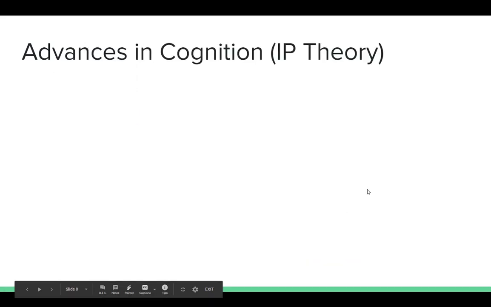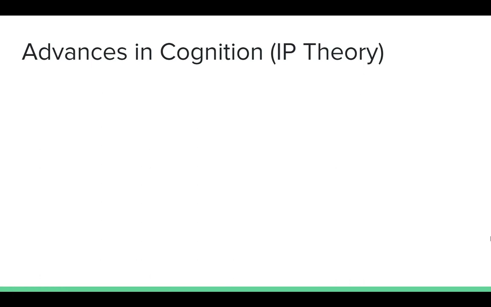This is part 2 of our middle childhood cognitive development lecture. So now we're starting to see advances in cognition. This comes into the IP theory. Remember, IP theory was the one that talks about our thoughts as though we're a computer. So in middle childhood, we really see an advancement in what's called metacognition. This is essentially thinking about thinking.